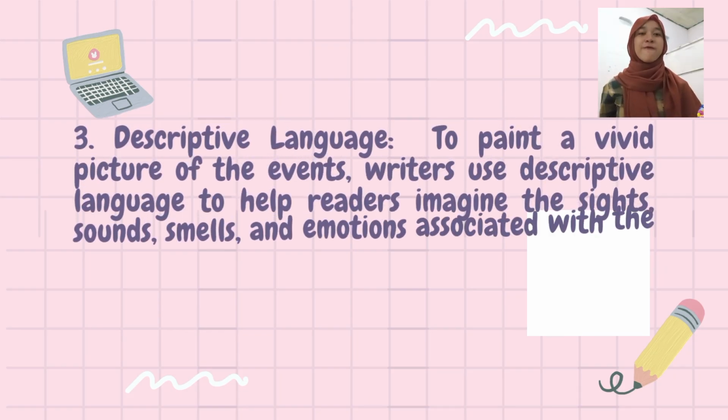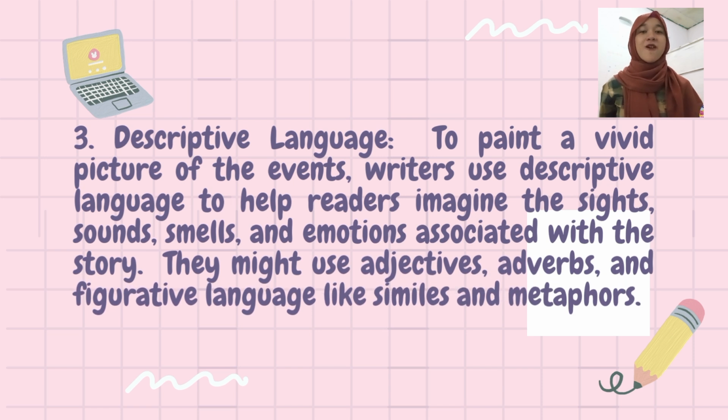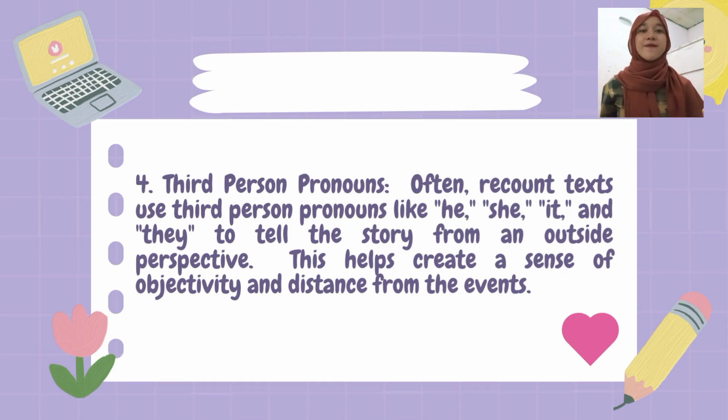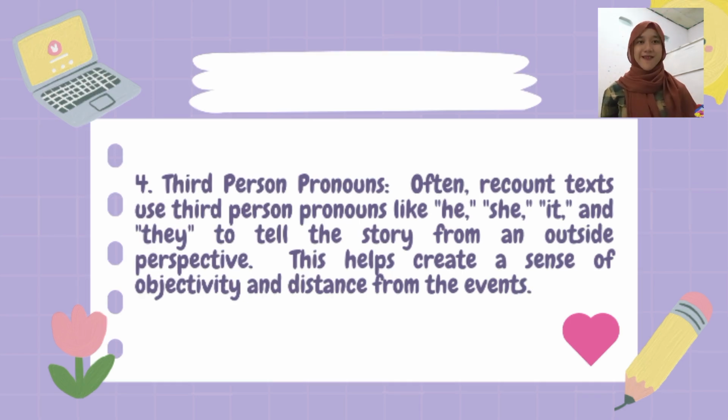Next is descriptive language. To paint a vivid picture of the events, writers use descriptive language to help readers imagine the sights, sounds, smells, and emotions associated with the story. They might use adjectives, adverbs, and figurative language like similes and metaphors. And the fourth one is third-person pronouns. Often recount texts use third-person pronouns like he, she, it, and they to tell the story from an outside perspective. This helps create a sense of objectivity and distance from the events.